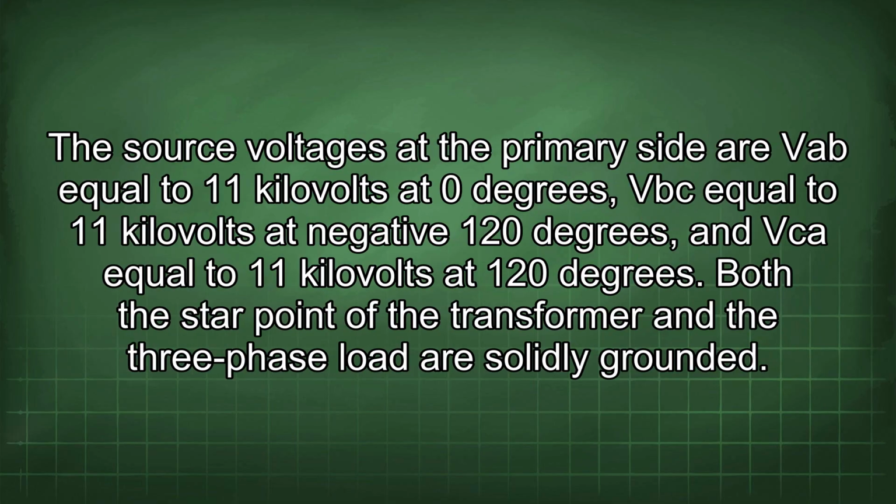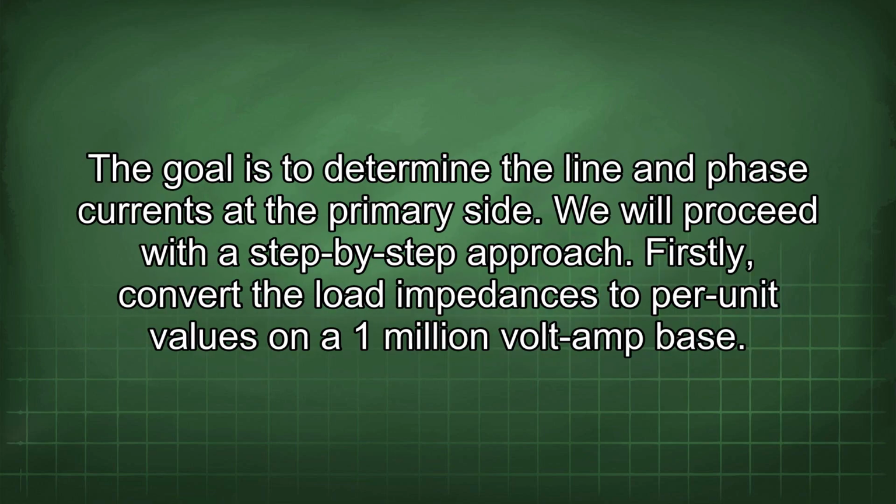The source voltages at the primary side are VAB equal to 11 kV at 0 degrees, VBC equal to 11 kV at negative 120 degrees, and VCA equal to 11 kV at 120 degrees. Both the star point of the transformer and the three-phase load are solidly grounded. The goal is to determine the line and phase currents at the primary side. We will proceed with a step-by-step approach.